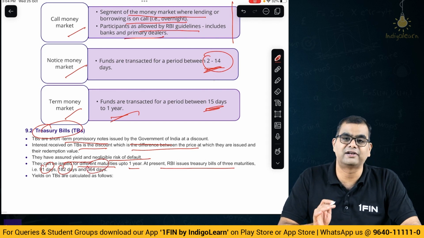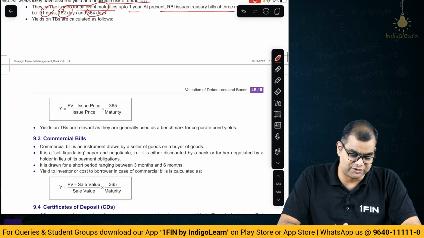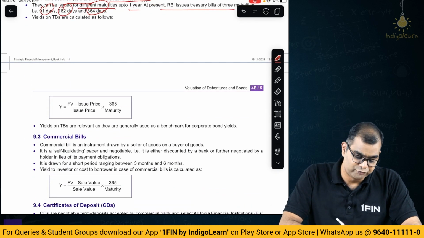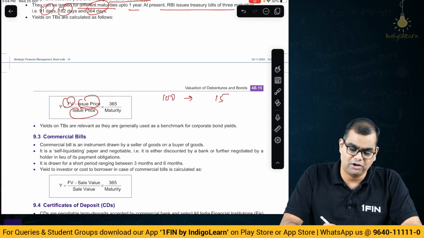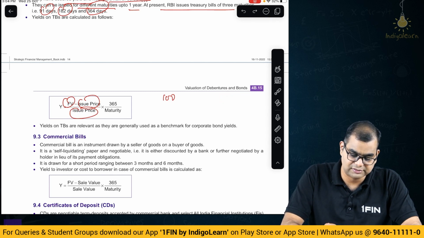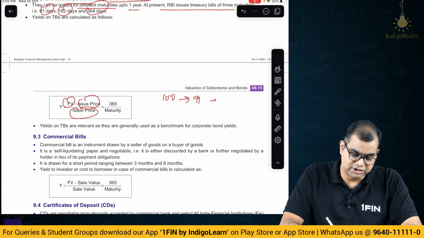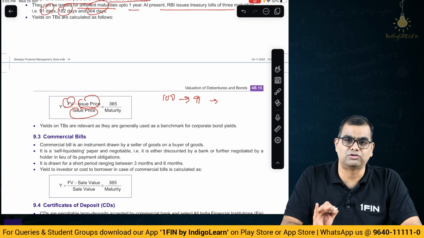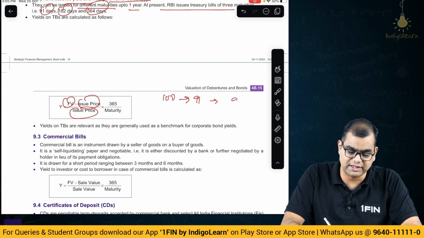Yields on treasury bills are calculated as follows. The yield is face value minus issue price, divided by issue price, into 365 days divided by maturity. Let's say the face value is 100 rupees. It is issued for 91 days, because it is a T-bill, and it is issued at some discount. What the discount is in percentage terms is what you have to find out. Let's say it is issued at 99 rupees.